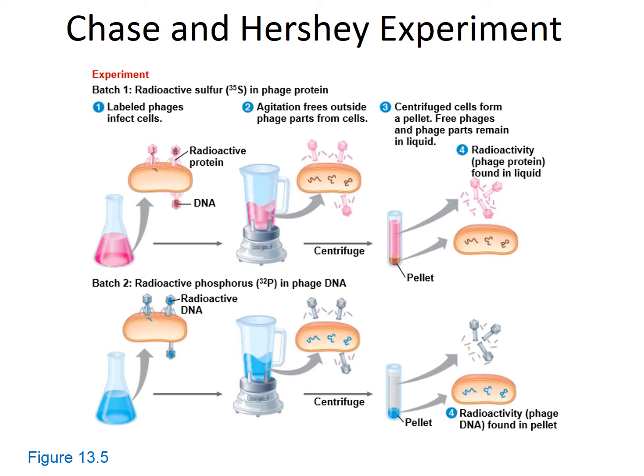Once they separated out the components from the bacteria, they found that the protein that contained the sulfur never actually entered the bacteria, but the phosphorus that was radioactively labeled in the DNA molecule had entered the bacterium. This provided really powerful evidence that it was DNA and not protein that was acting as the molecular basis for inheritance. It was the part of the chromosome that was actually physically storing the genetic information.